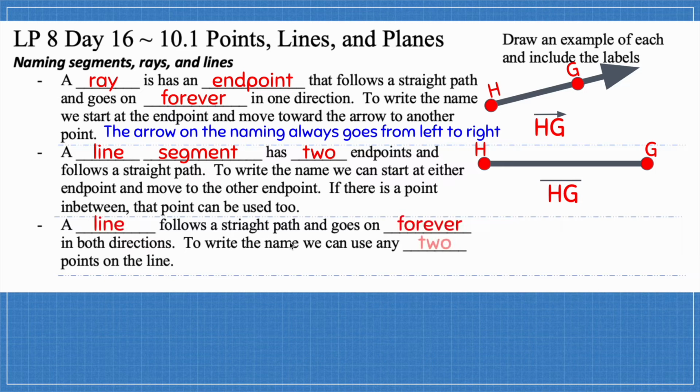And the last one here is a line. A line follows a straight path and goes on forever in both directions. To write the name, we can use any 2 points on a line. So here we have a line going on and on forever, and we have H and G. I was sticking with those 2 points for the whole thing. So I can use HG, I could also use GH, and if you notice, the symbol has the double-sided arrow on it. So definitely make sure you're paying attention to those. Those are our first 3 definitions: a ray, a line segment, and a line.